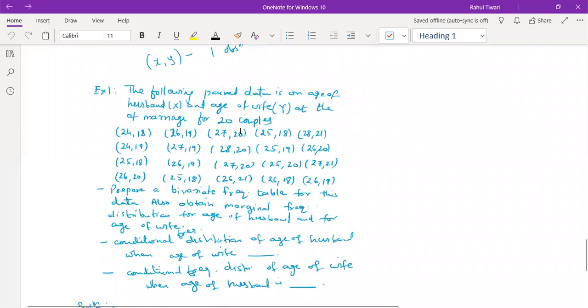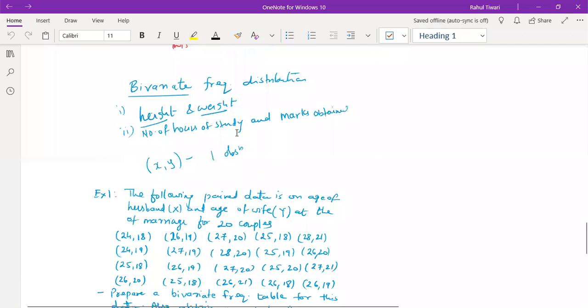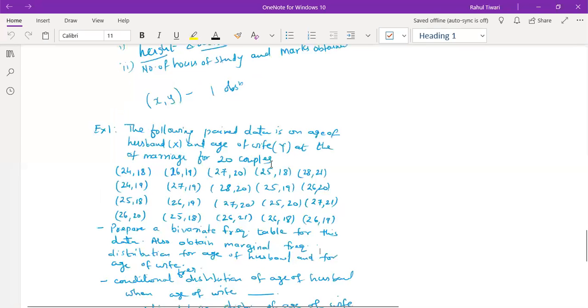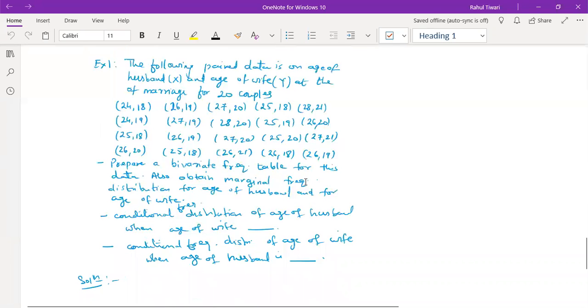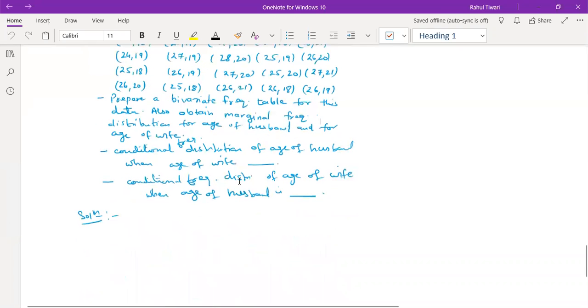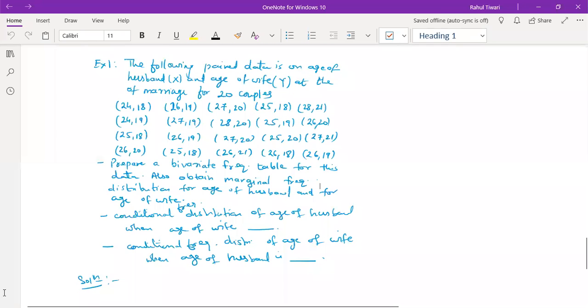So I have already explained what the applications of bivariate distribution are, and now let's see how one can solve problems based on bivariate distributions. This was the example where we are talking about the age of husband and age of wife of 20 couples, and we will try to summarize the data.